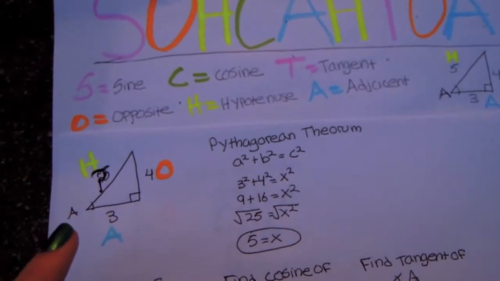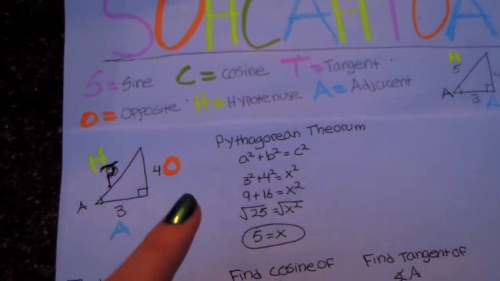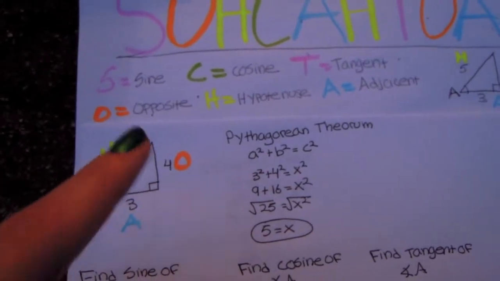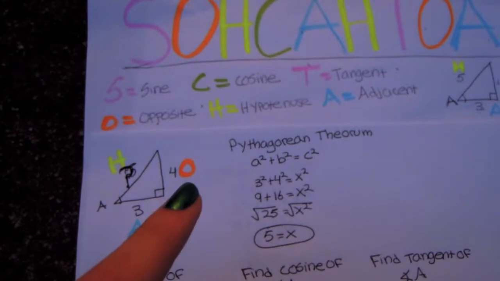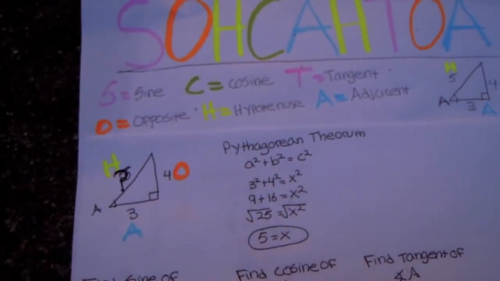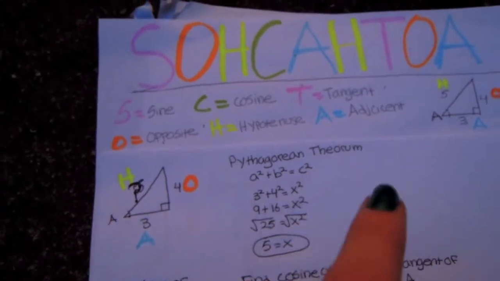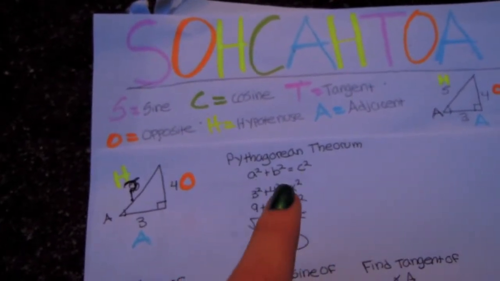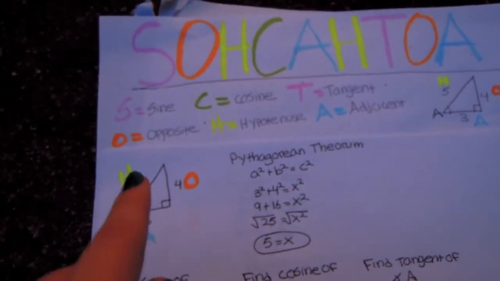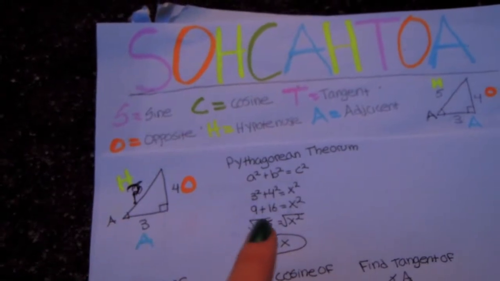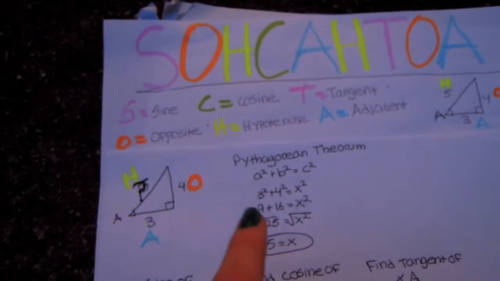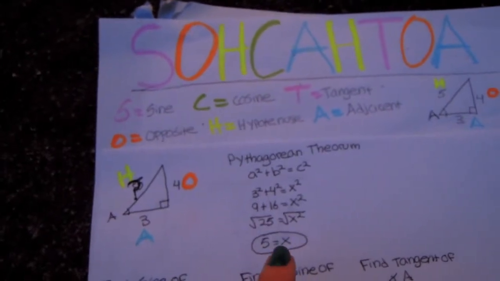So here is our indicated angle, angle A. This is the side opposite to it, the side adjacent to it, and the hypotenuse. We already have the lengths of the opposite side and the adjacent side, but we're missing the length of the hypotenuse. Because this is a right triangle, we can use the Pythagorean Theorem: a squared plus b squared equals c squared. So 3 squared plus 4 squared equals x squared. 9 plus 16 equals x squared. 25 equals x squared. Then square root it, and x equals 5.